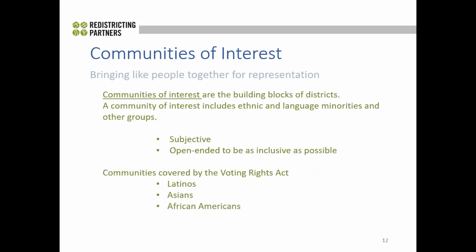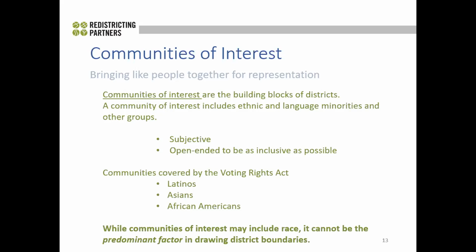Now, communities of interest is a requirement that was added with the Fair Maps Act of 2019. Communities of interest is an opportunity for the public to identify essentially building blocks of districts like they're listed here. A community of interest could include ethnic and language minorities and other groups, but they are really meant to be as subjective and open-ended as possible. Communities that are covered by the Voting Rights Act that are also considered are Latinos, Asians, and African Americans. While communities of interest may include race, it cannot be the predominant factor in drawing district boundaries.